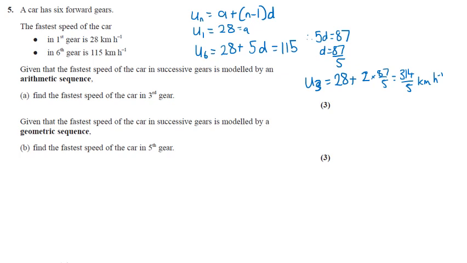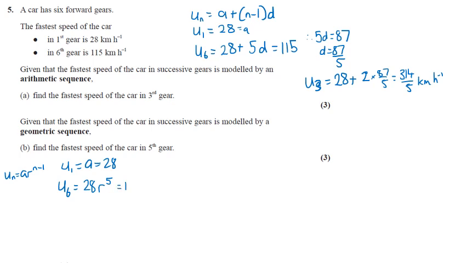Okay, B is similar, except that this time the speeds form a geometric sequence. So again, just write down what we can. Well, just like before, we get u1 is equal to a, which is 28. That makes things easier. And u6 is a, which is 28, times r to the power of n minus 1, so that's 5. Okay, so I'll just write that down. That's what we know for a geometric sequence.